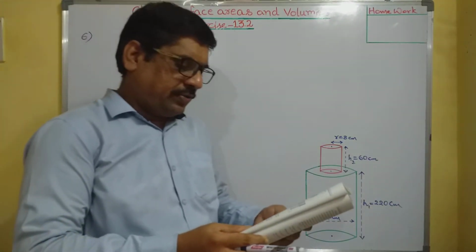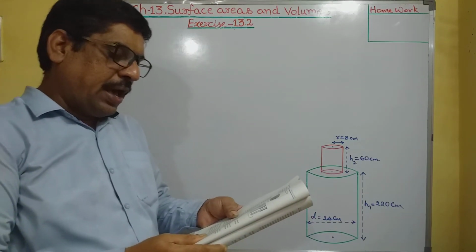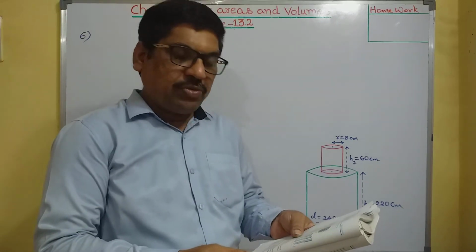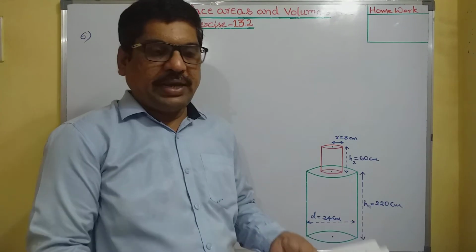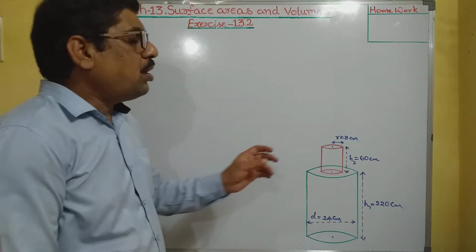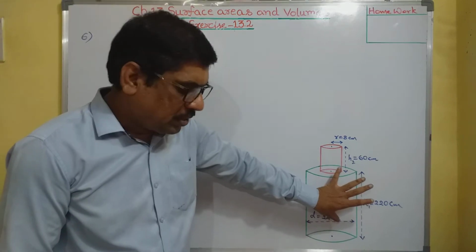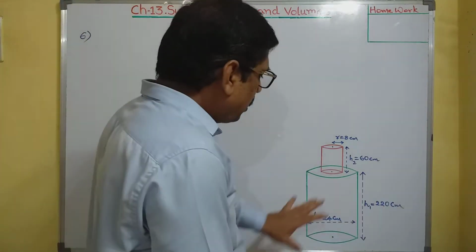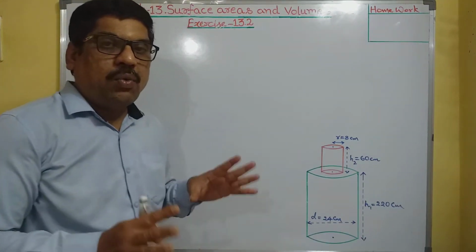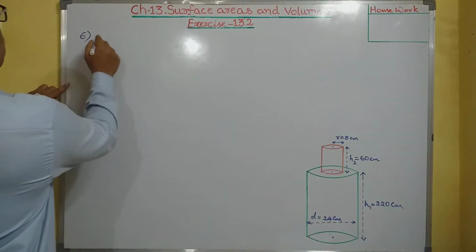Find the mass of the pole, given that 1 centimeter cube of iron has approximately 8 grams mass. Use pi is equal to 3.14. Okay, so in order to find the mass of this pole, we need to find the volume first. So what is the volume of the pole?